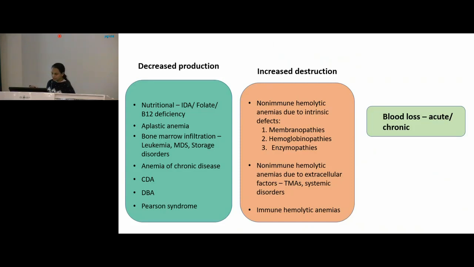Then coming to increased destruction, we can have anemias because of increased destruction. We have seen that earlier. The non-immune causes would be most commonly these three: membranopathies, hemoglobinopathies, and enzymopathies. Other conditions that we can have would be the thrombotic microangiopathies, etc. And then your immune-mediated hemolytic anemias. And anemia can also result if a patient is having blood loss which is either acute or chronic. So based on the production or destruction, we can divide anemias into these particular groups.